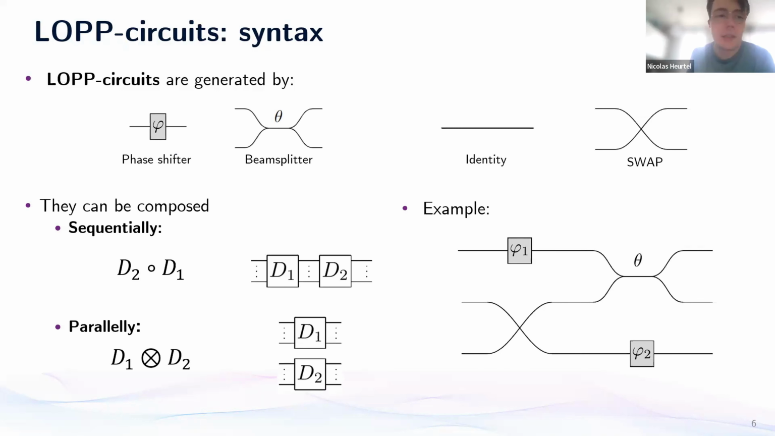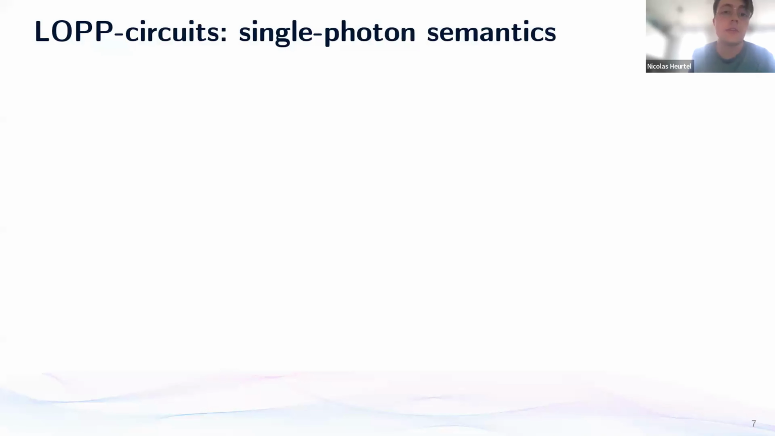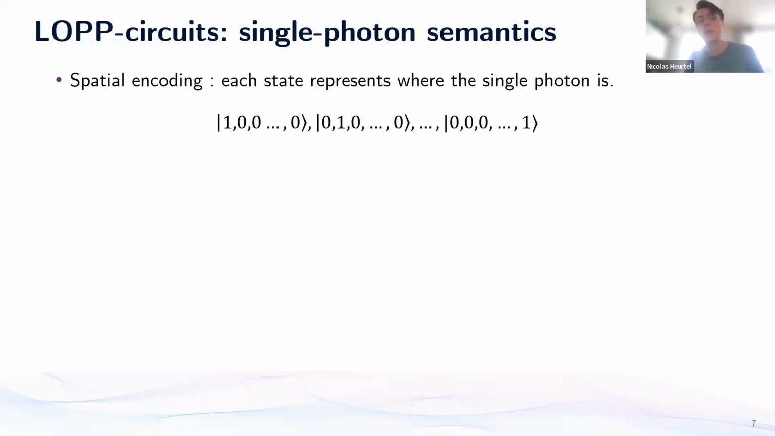For those components, we can introduce what we call a single photon semantics. So what is that? When you have your circuits, what are the states? How do we encode the information? Usually we use what we call the spatial encoding. So basically, it's optics. Imagine you have one photon and many wires on your circuits. Then the state is basically representing where the photon is. So you will have a ket like that, with 0 meaning the photon is not here, and 1 where the photon is.